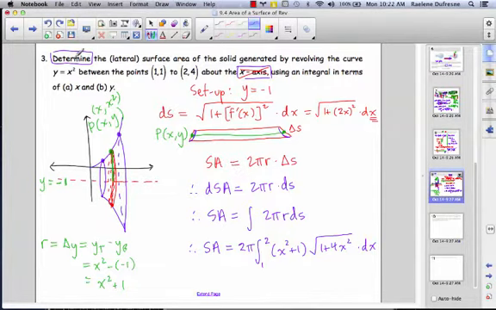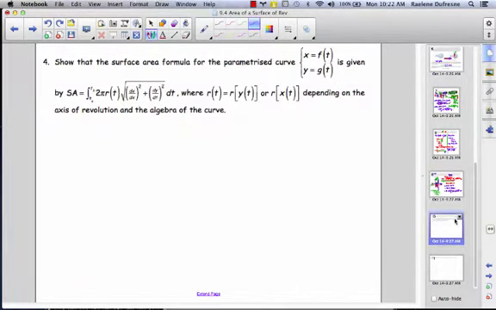However, you can attempt the blue version to determine the lateral surface area if we're revolving again around y equals negative 1 instead of around the x-axis. In number 4, we want to show that the surface area formula for the parametrized curve x equal to f of t and y equal to g of t is given by the following expression.